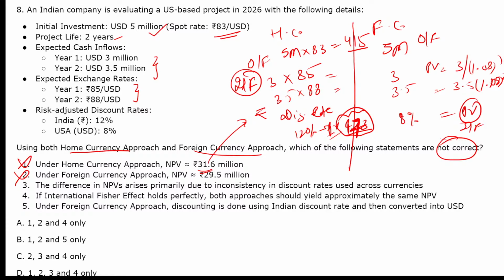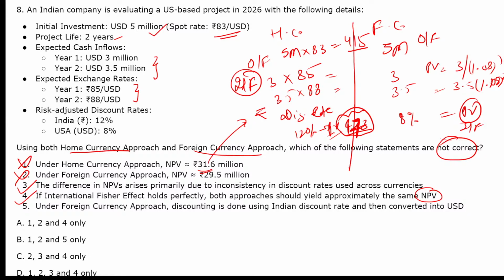The difference in NPVs arises primarily due to inconsistency in discount rate used across different countries. Do you think this is correct? Yes, this is correct. The mismatch is due to exchange rate assumption and discount rate. If international Fisher effects hold perfectly, both approaches should yield approximately the same NPV. Yes, because of purchasing power parity, if the Fisher effect is holding perfectly, then both should yield you the same NPV. Correct.